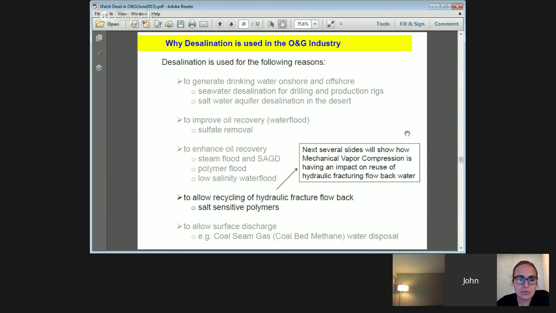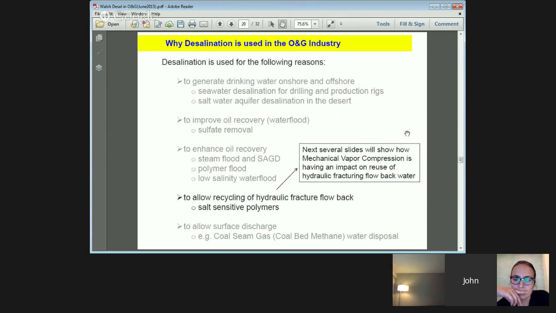So that's what I wanted to say about steam flood. And again, the purpose of going through that in a fair amount of detail is to first demonstrate the connection between project parameters, oil characteristics, steam temperature, and then the kind of evaporation technology that might be used. Now, an interesting corollary to that is that mechanical vapor compression is also having an impact on the reuse of hydraulic fracturing flowback water. So let me explain what I mean by all of that.